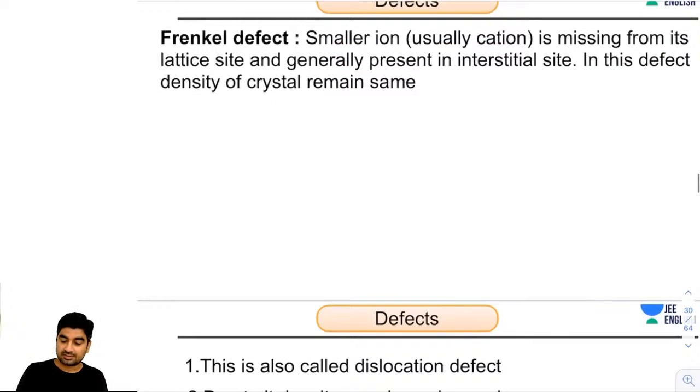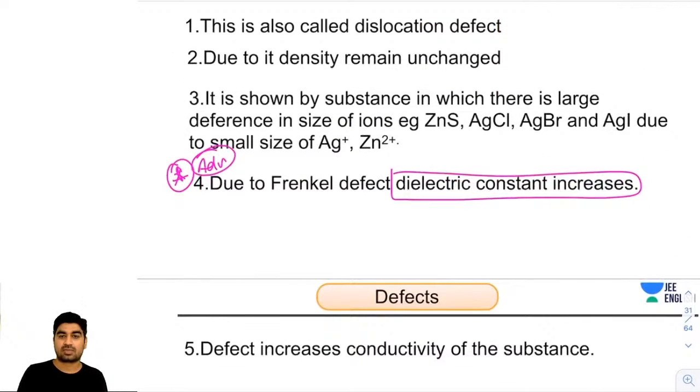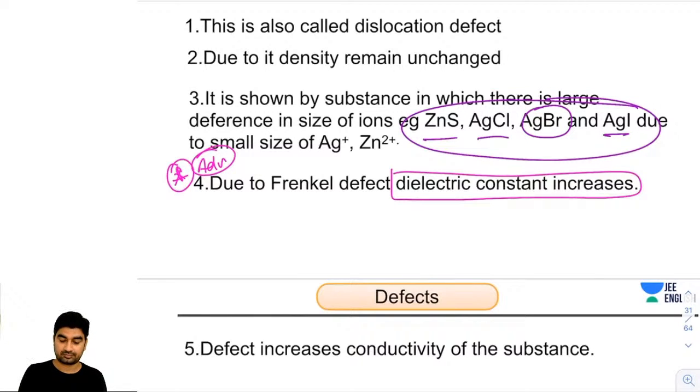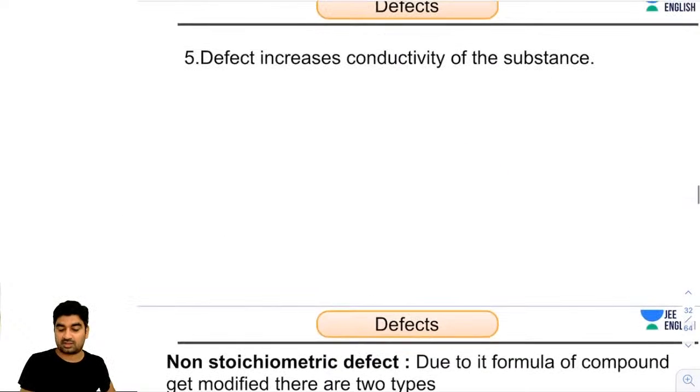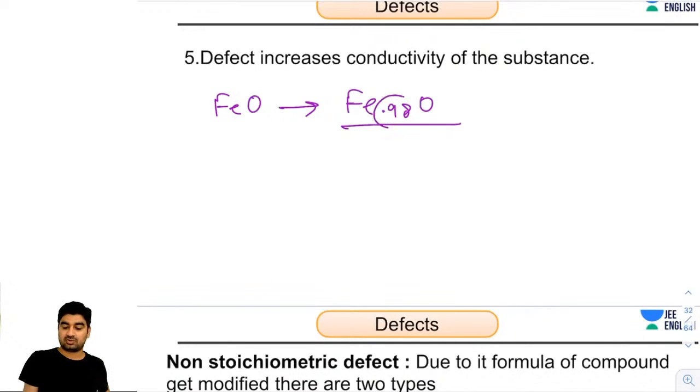So guys, now the Frenkel defect is clear, and AgBr shows it. Just remember these compounds. Now let's move to the non-stoichiometric defect. What is a non-stoichiometric defect? I told you non-stoichiometric defects are those due to which the formula of the compound gets changed. Like initially it was FeO and after the defect it becomes Fe0.98O. So atoms will start coming in fractions. Now I will tell you the meaning of this fraction.